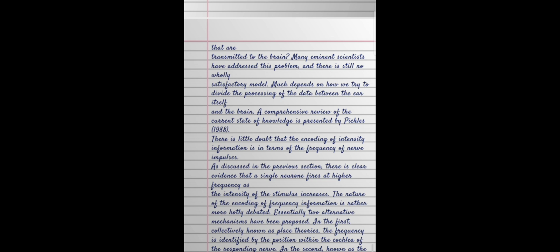The nature of the encoding of the frequency information is rather more debated. Essentially, two alternative mechanisms have been proposed. The first, collectively known as the place theories, says that the frequency is identified by the position within the cochlea of the responding nerve. The second, known as the temporal theories, says that the frequency of the sound is identified from the timing of the nerve impulses. Many audiologists consider that both mechanisms are required to describe the range of human hearing adequately.